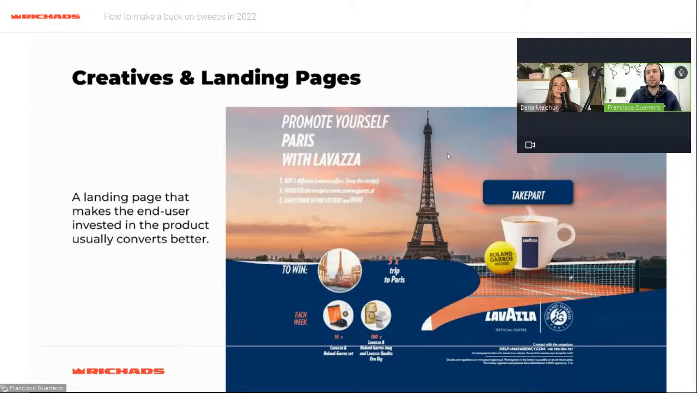see this. Because if you buy 1,000 clicks, but 90% or 95% of them just close the LP, the landing page, and don't even reach the final offer, this means that the population that you targeted does not like your landing page, and you are not getting people interested in the product. So a landing page that makes the person invested in the product usually converts much better.